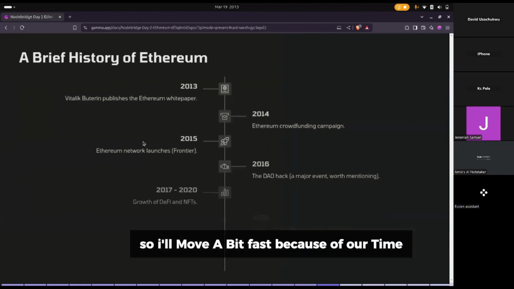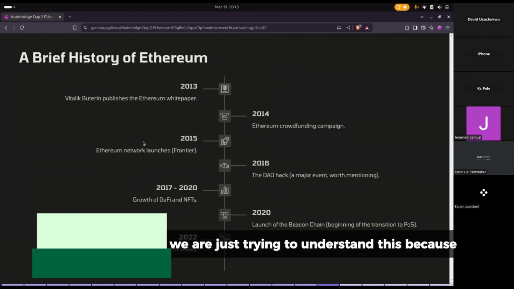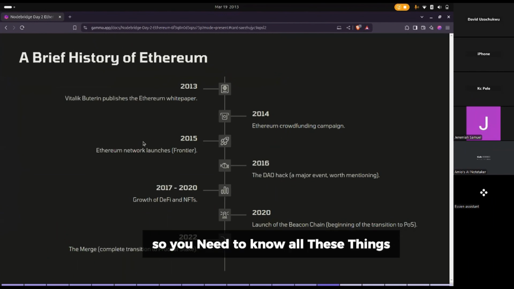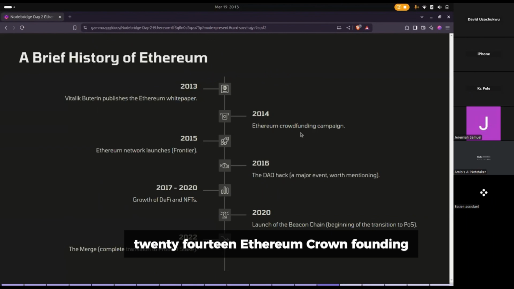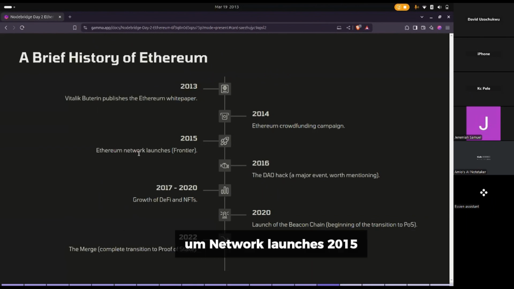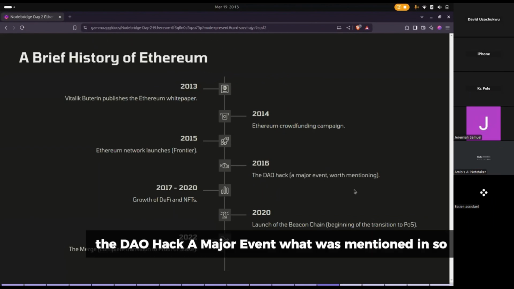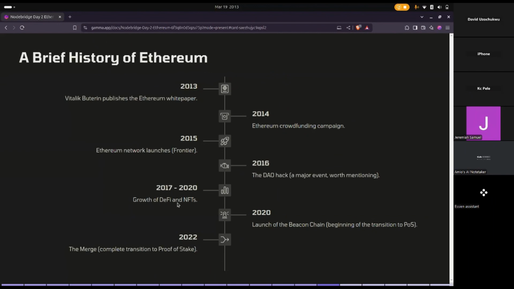I'll move a bit fast because of our time. So let's dive into the brief history of Ethereum. We are trying to understand this because we'll be diving deep into running nodes, so you need to know all these things before we get into running your own node. In 2013, Vitalik published the Ethereum white paper. In 2014, Ethereum crowdfunding; the Ethereum network launches. In 2015, the DAO hack, a major event worth mentioning. You could read up on it and find out what actually happened. Then the growth of DeFi and NFTs.